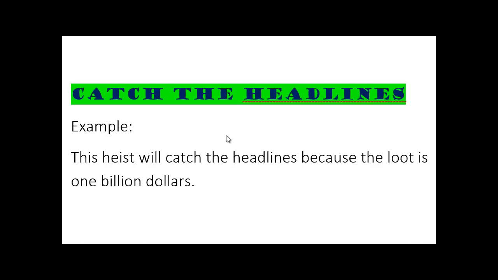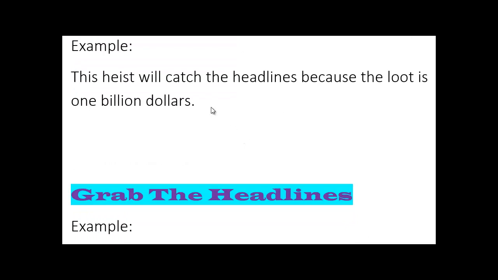Also, we can say something like catch the headlines. The editor is probably shouting at the journalists all over the newspaper or the TV station, saying, "Oh, come on, hurry up! We want to catch the headlines," which means catch the morning edition of the newspaper.